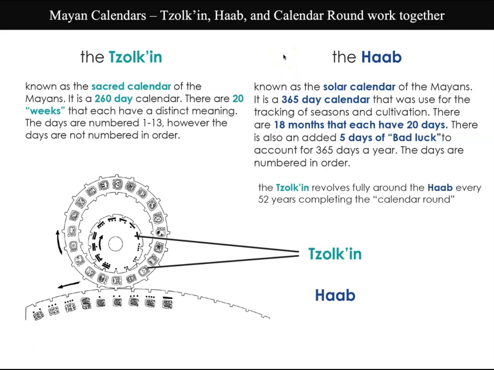There are 18 months that have 20 days. They also added 5 days of bad luck to account for 365 days a year, and the days are numbered in order. And the Tzolk'in revolves around the Hab every 52 years, completing the calendar round.